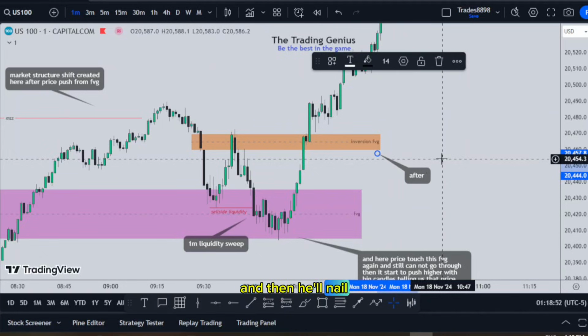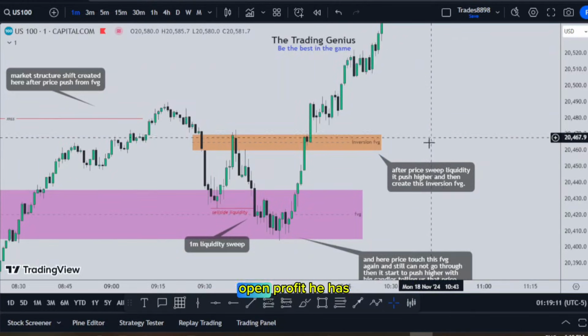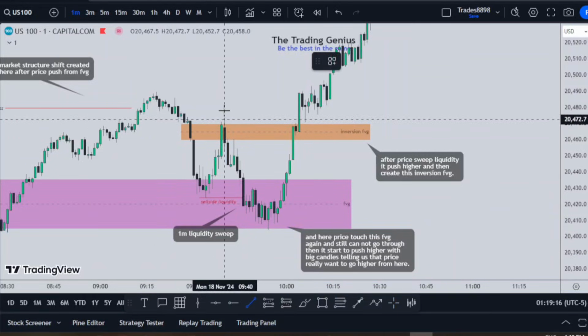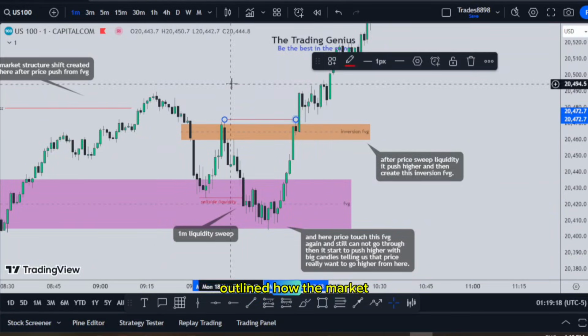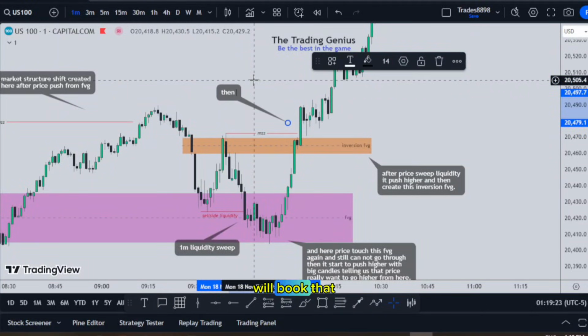And then he'll nail down the low of the day when he's bullish, and he'll hold based on time. That means he's going to stay on the trade until 10 minutes to 3 Eastern time, minimum, because that's the macro beginning of that last final hour. And then he'll babysit the position after that and trail his stop loss and protect whatever range open profit he has. And that's how you trade the daily range. That's Power 3. So I just basically outlined how the market makers and how the algorithm will book that low of the day when it's bullish.